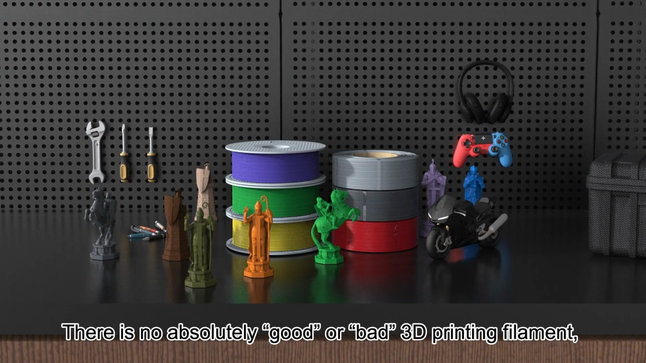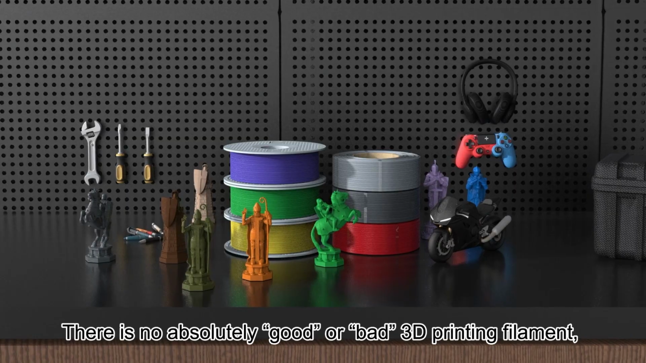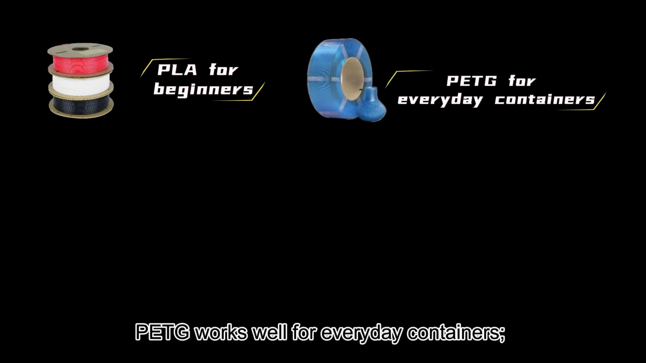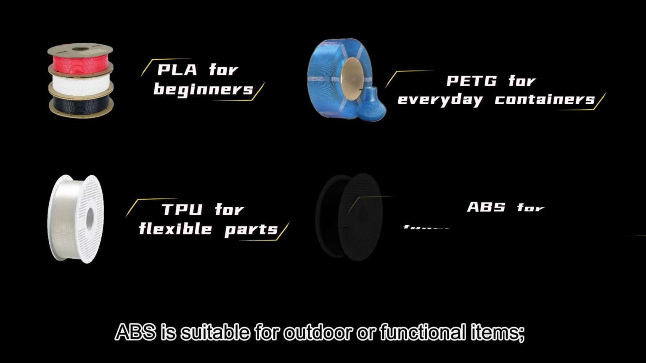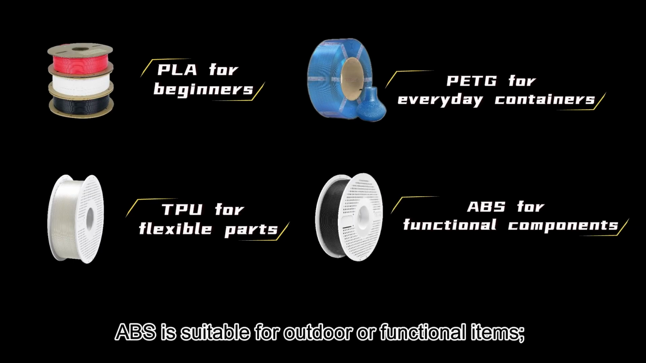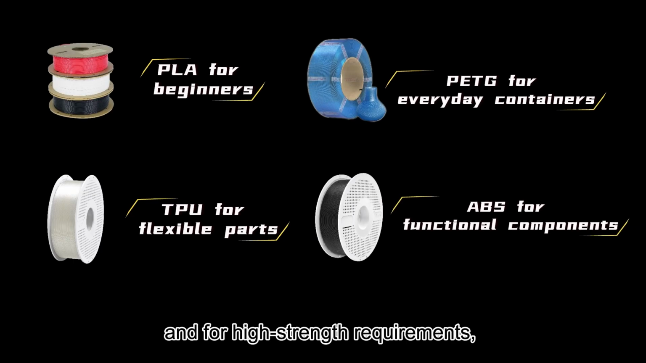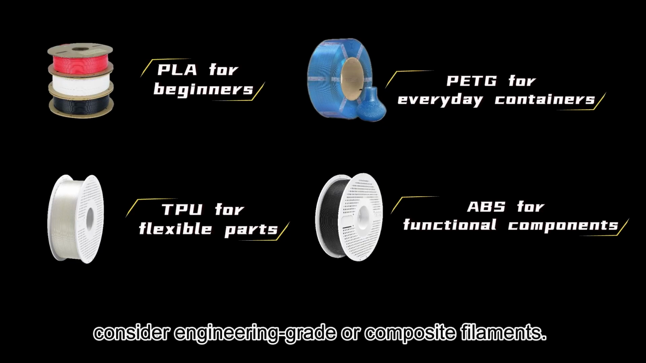There is no absolutely good or bad 3D printing filament, only whether it is suitable for your needs. For beginners, PLA is ideal for practice. PETG works well for everyday containers. TPU is the go-to choice for flexible parts. ABS is suitable for outdoor or functional items. And for high-strength requirements, consider engineering-grade or composite filaments.